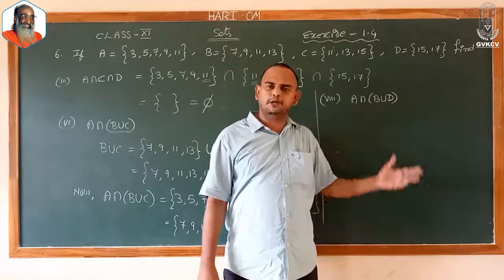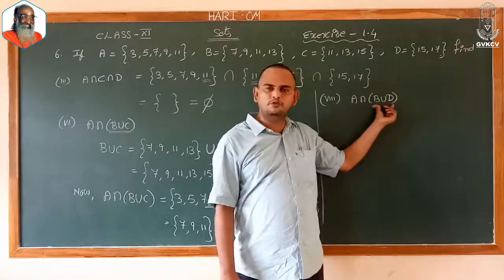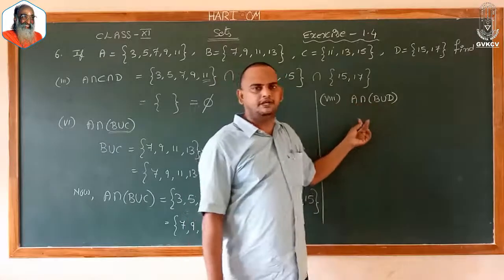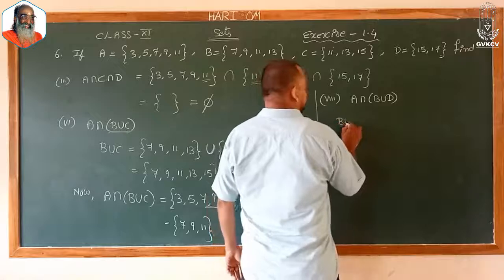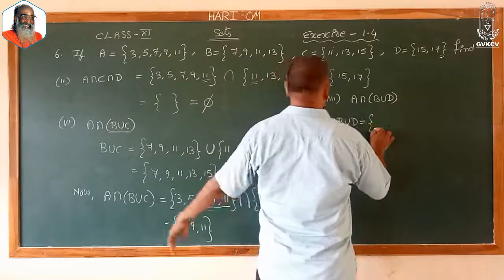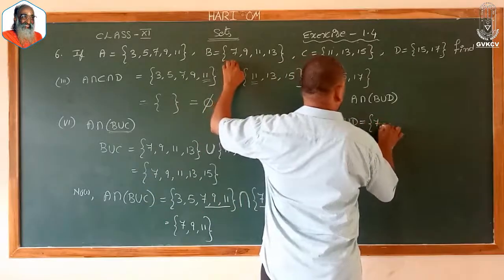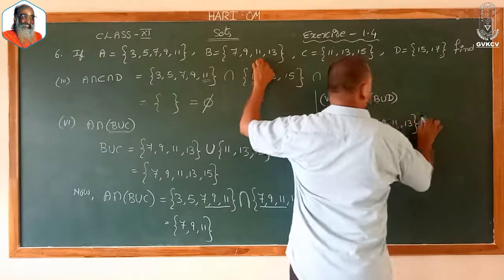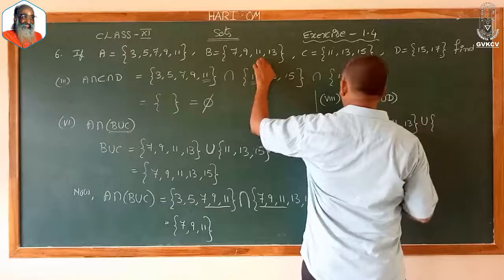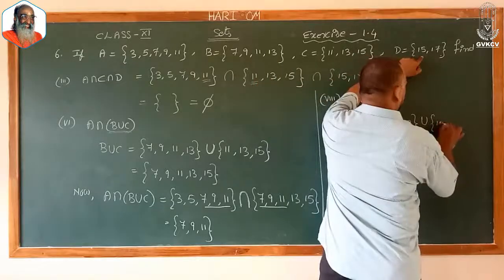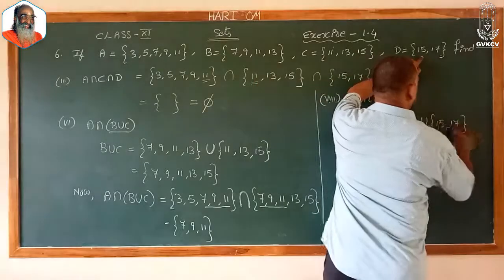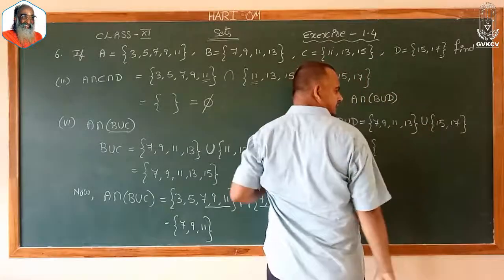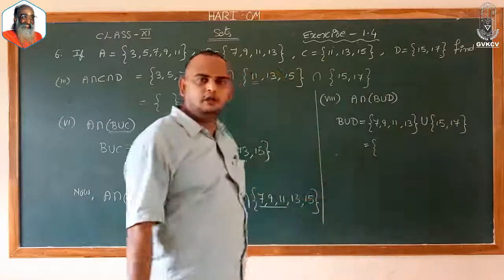So first we should give priority to the brackets. Means first we need to find B union D. Then we can apply the intersection operation. Now let us see here. B union D. What is B here? 7, 9, 11, 13. Union D. What is D here? 15 and 17. What is the meaning of union? Together, means combining all the elements.